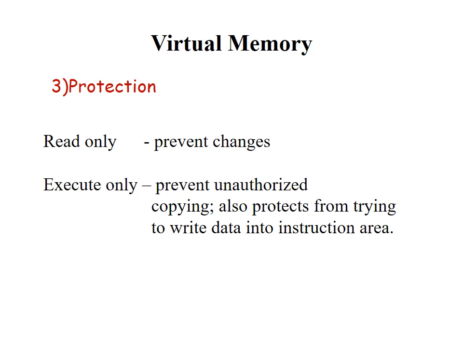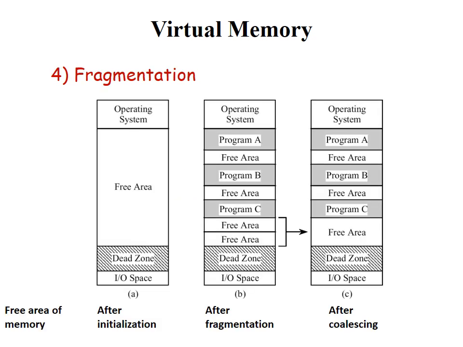Next thing is protection. When we open a file, we can see that this particular file is protected, or cannot be downloaded, or we cannot write on it, we can just read it. That particular case is called prevent changes. Next thing is execute only. Execute only means we cannot copy from that particular data, that is, it prevents unauthorized copying. Also it protects from trying to write data into the action area.